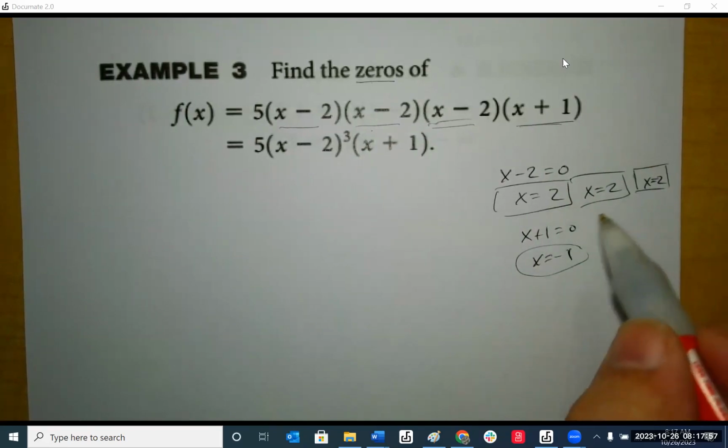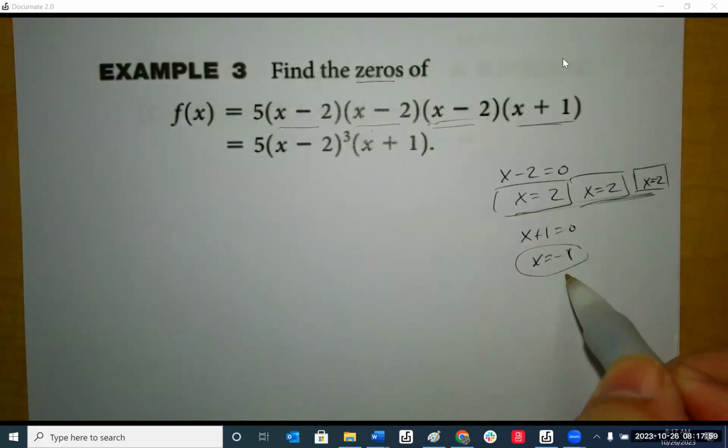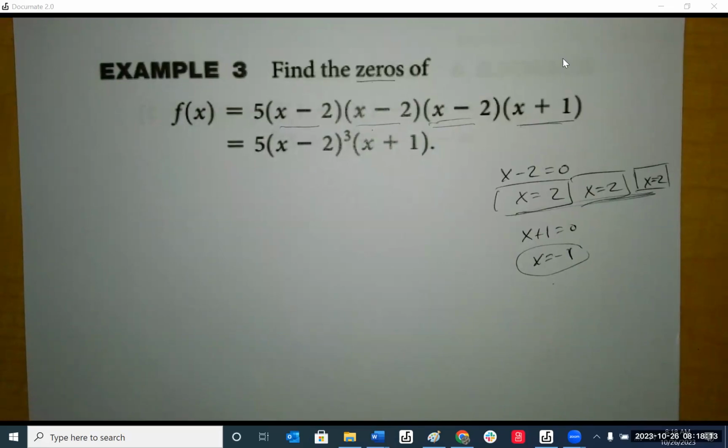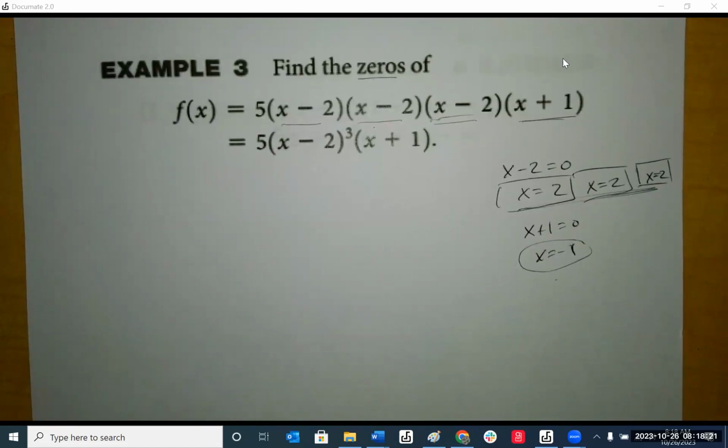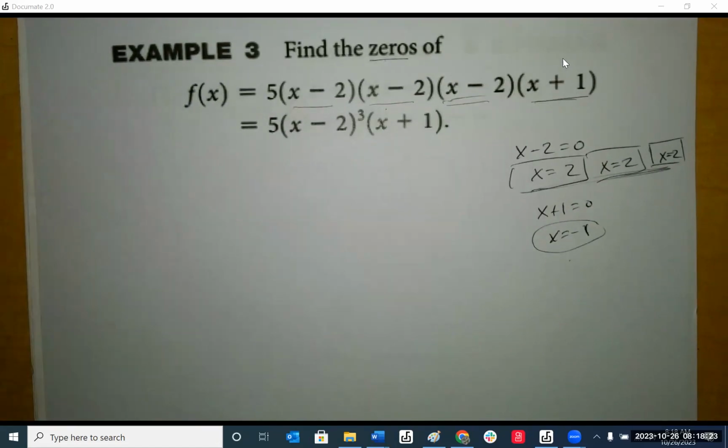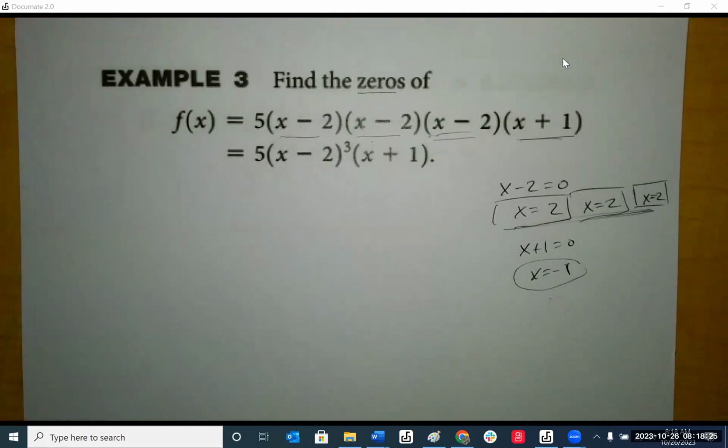Okay, so we have the x-intercepts. It's going to be positive 2 and negative 1. What's the graph of our equation going to look like? Again, if you don't know, ask. Staring at the board is not going to help you much.